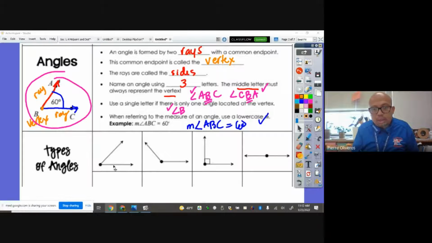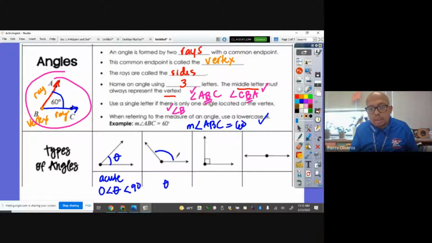And again, what are the types of angles? We all know this one here is an acute angle, anything less than 90. Make sure you understand that the angle, say theta, is between 0 and 90 degrees. Something more than 90 but not greater than 180, so theta should be greater than 90 but cannot be more than 180, is called an obtuse angle.